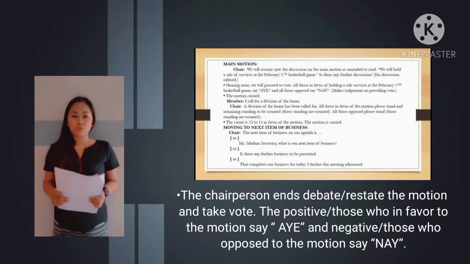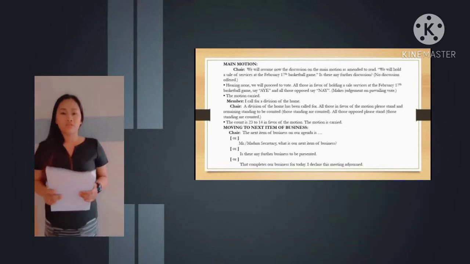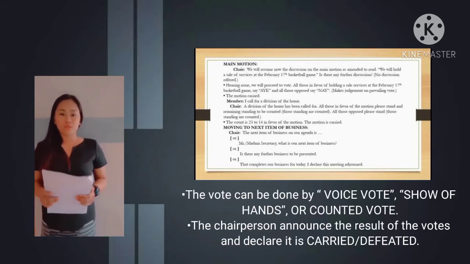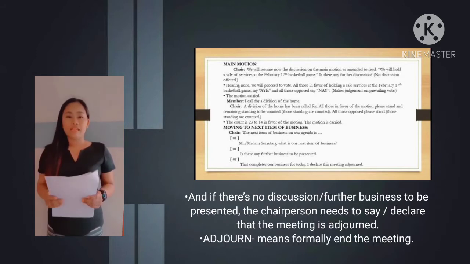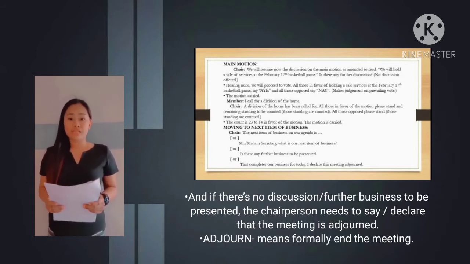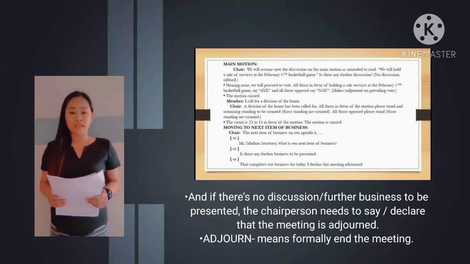Those in favor of the motion say aye, and those who oppose the motion say nay. The vote can be done by voice vote, show of hands, or counted vote. The chairperson announces the result of the votes and declares it carried or defeated. And if there's no further discussion to be presented, the chairperson needs to declare that the meeting is adjourned, meaning formally end the meeting.